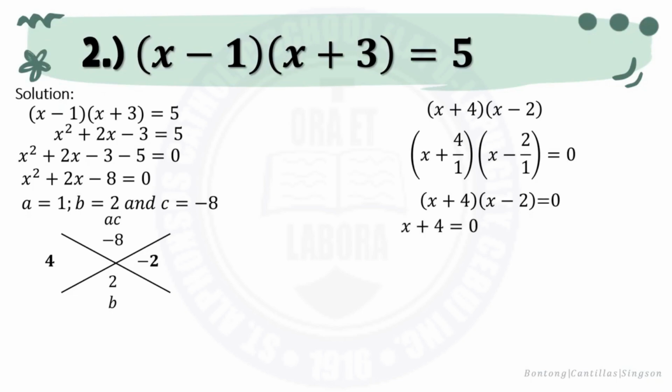Next, apply the zero factor property. In each of these factors, you're going to equate it with 0. So you have there x plus 4 equals 0. Transpose 4 to the other side of the equation, you have there x equals negative 4. And we have our first value of x. On the other side, you have there x minus 2 equals 0. Transpose negative 2 to the other side of the equation, you have there x equals 2. And that would be our second value of x. So x is negative 4 and 2.